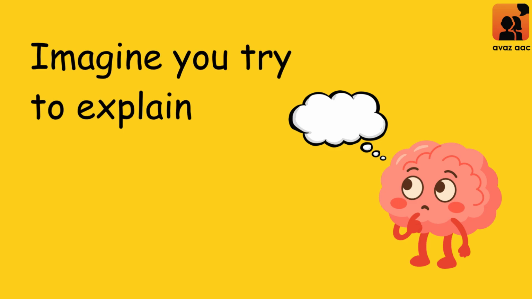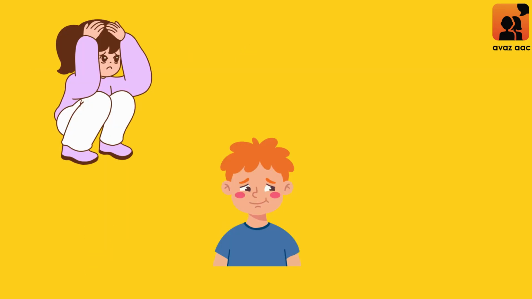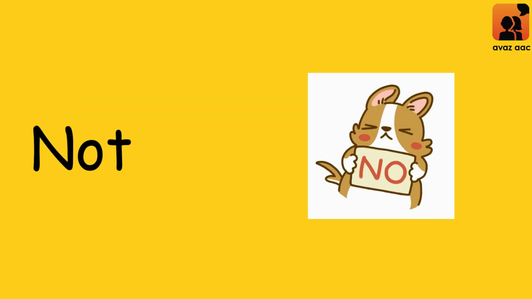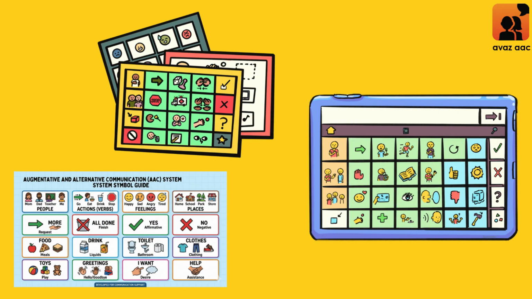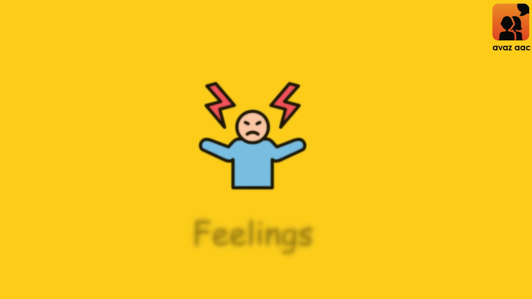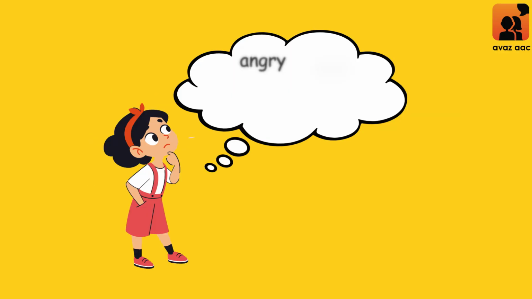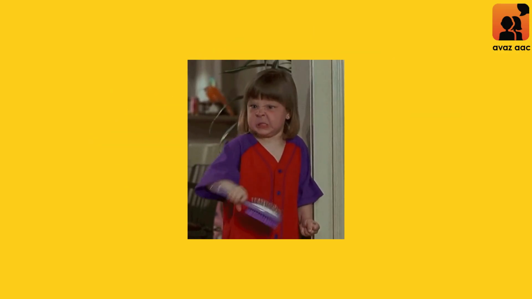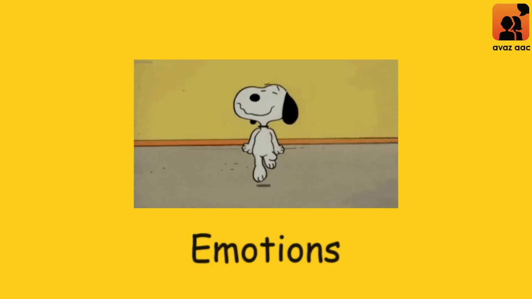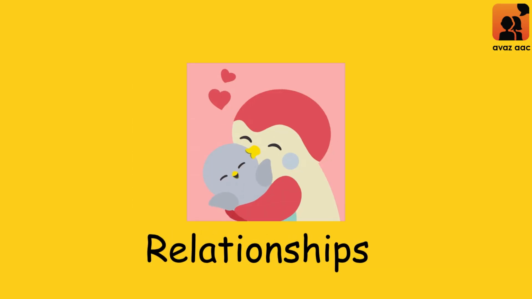Imagine trying to explain embarrassed with just one static picture. Yeah, not easy. Most AAC systems use static symbols. Great for words like apple or car. But what about feelings, actions, or things like under or jump over? That's where GIFs make a difference. Instead of imagining the meaning, you can see it happen, especially for things like emotions, actions, and relationships.